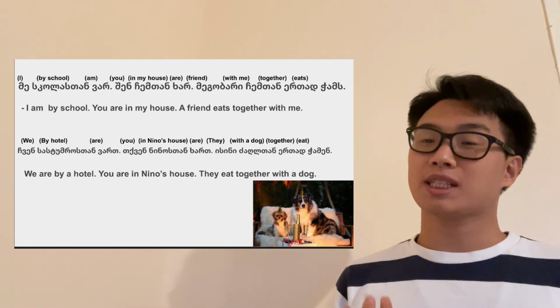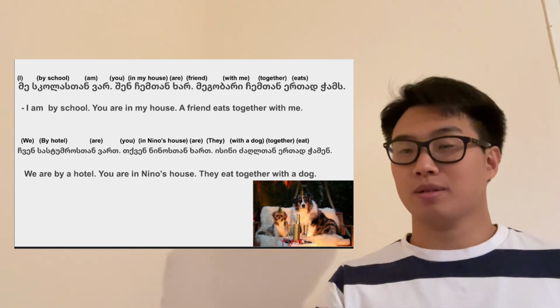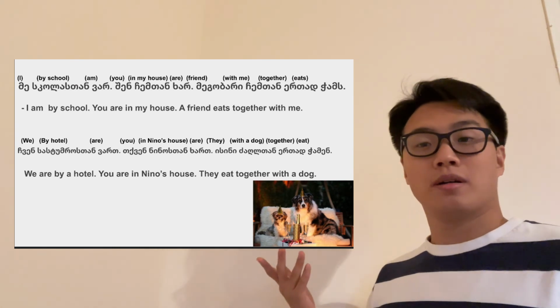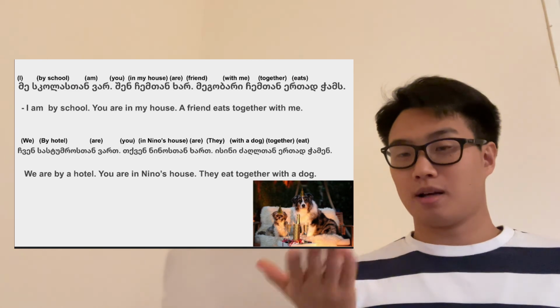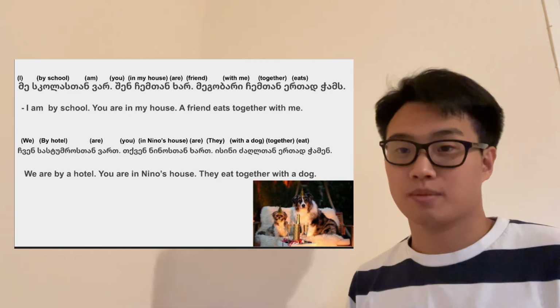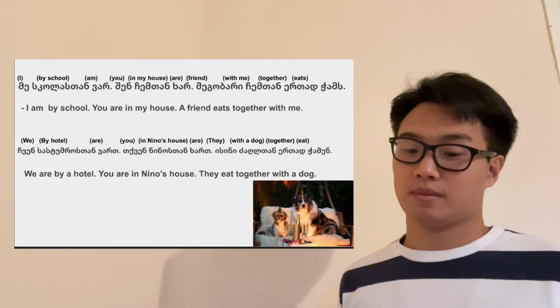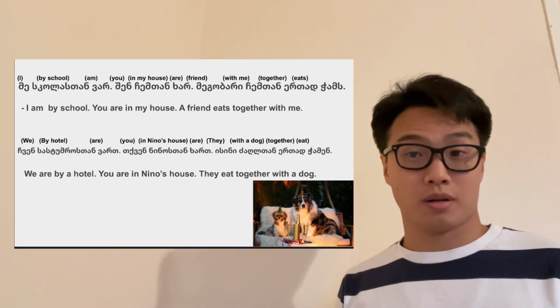And next, you are in Nino's house or Nino's home. Tkven ninostan khart. If you said ninostan ertad khart, it means you are with Nino together. But if you said tkven ninostan khart, it means you are in Nino's house, in Nino's place. And the last example, they eat together with the dog.